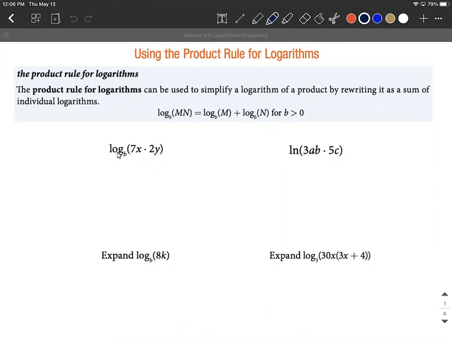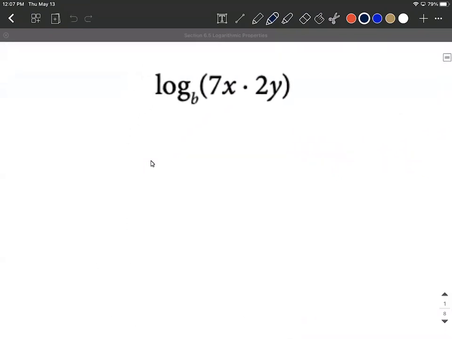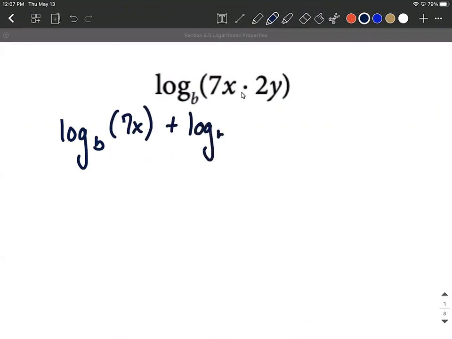So as we take a look at this, we're going to walk through the steps on these. I'm going to try to expand each one of these, but we're also going to take it first one step at a time. Then we'll talk about a little bit of a shortcut to speed this up a little bit. So looking at this first one, first thing you may notice is we definitely have a multiplication symbol in between here, between the 7x and the 2y. So one way to get going on this is go ahead and say, well, this is going to be log base b of 7x plus log base b of 2y.